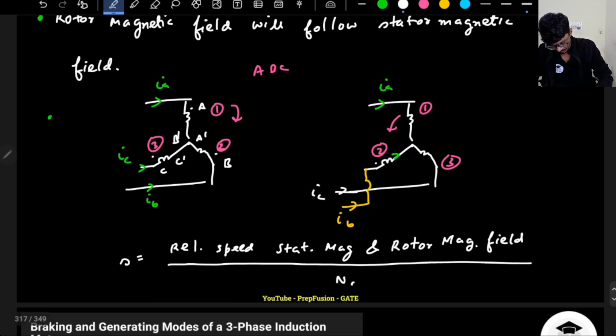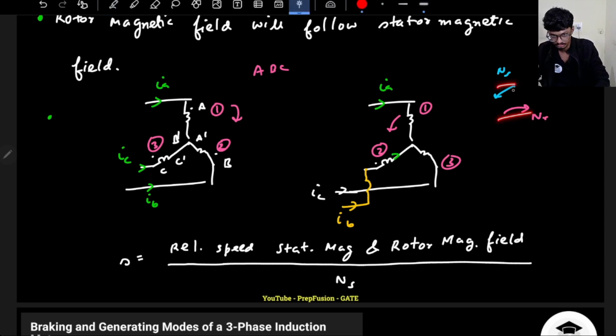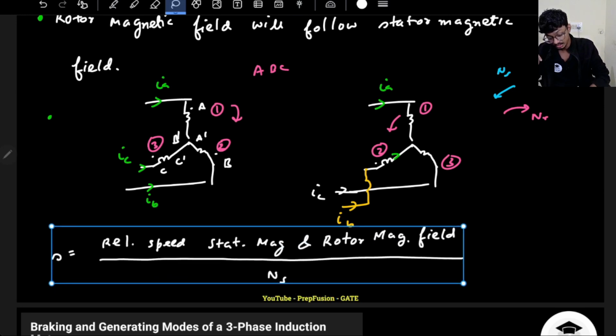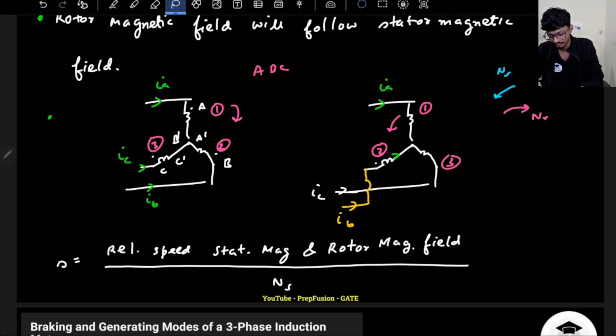Divided by the synchronous speed, basically. So now what is the relative speed? The instant that I reversed my supplies, ns has changed to this direction, ns in the anti-clockwise direction. nr, the rotor, is still rotating due to inertia in the clockwise direction. So what is the relative speed? Very simple, right? Both are opposite, so the relative speed will be added. So the torque developed will be very high now because the relative speed is very high. So the frequency of induced EMF will also be very high.